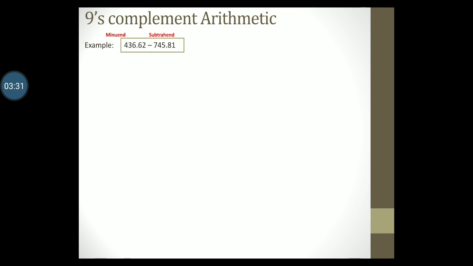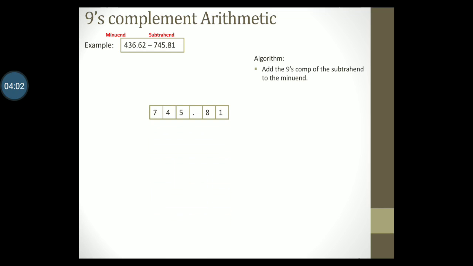Now let's rearrange the numbers as 436.62 minus 745.81. Obviously, the result of subtracting these two numbers should give you the same answer as the previous slide, except that there will be a negative sign. In subtraction, the first number is called the minuend and the second number is the subtrahend. Let us also bring up the algorithm we saw in the previous slide. The first step tells us to add the 9's complement of the subtrahend to the minuend.